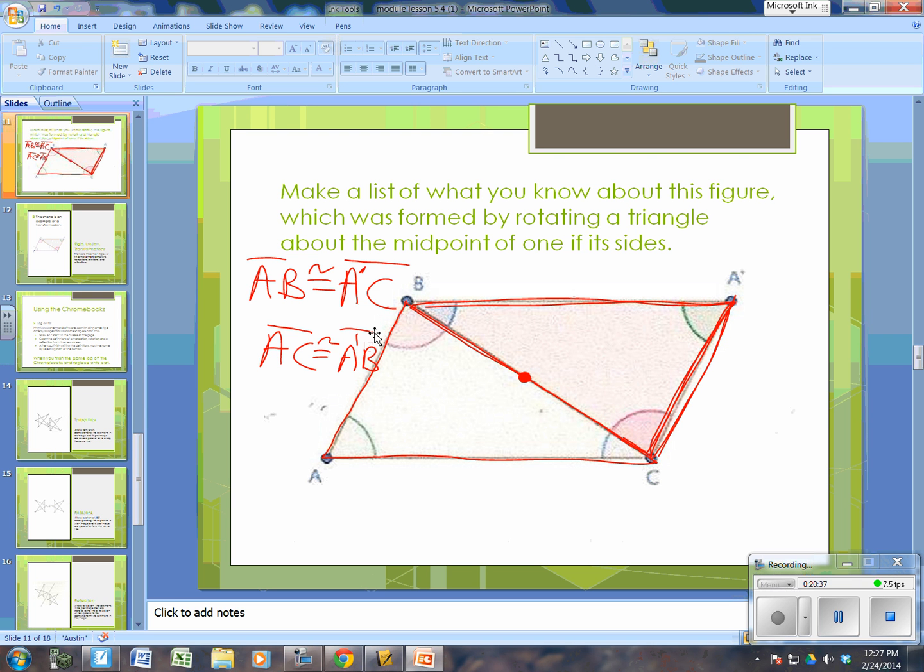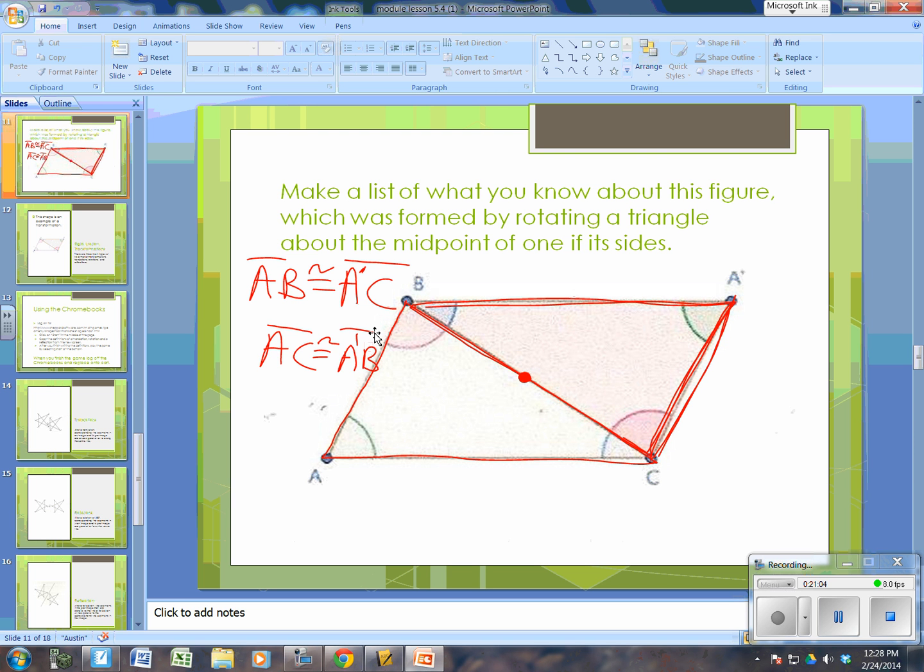Any angles that are congruent? Angle B and angle C are the same, okay? Because you have one of these big ones and a small one. Big one and a small one. What else? A and A prime are congruent. Okay, so those are some of the things that you see right there. Would that be enough to prove that those two triangles are congruent?